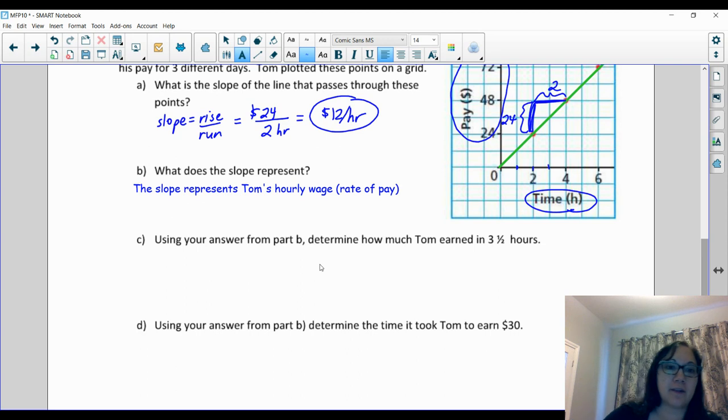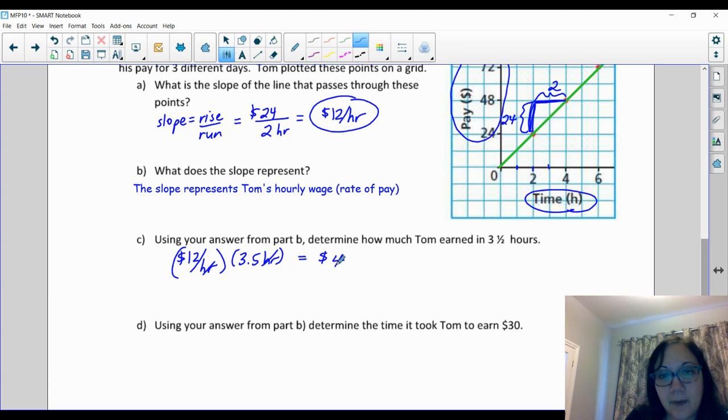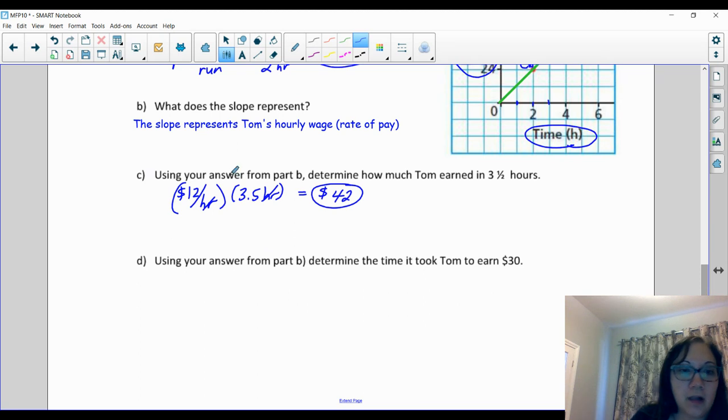Part C, using your answer from part B, determine how much Tom would earn in 3.5 hours. All right, so if he works 3.5 hours and gets paid $12 an hour, let's figure that out. So he gets paid $12 an hour, and you would multiply that by 3.5 hours. The hours would cancel out because I've got 1 in the numerator, 1 in the denominator. That will give me a final answer in dollars, and that ends up being $42 exactly. So after 3.5 hours, he would earn $42.